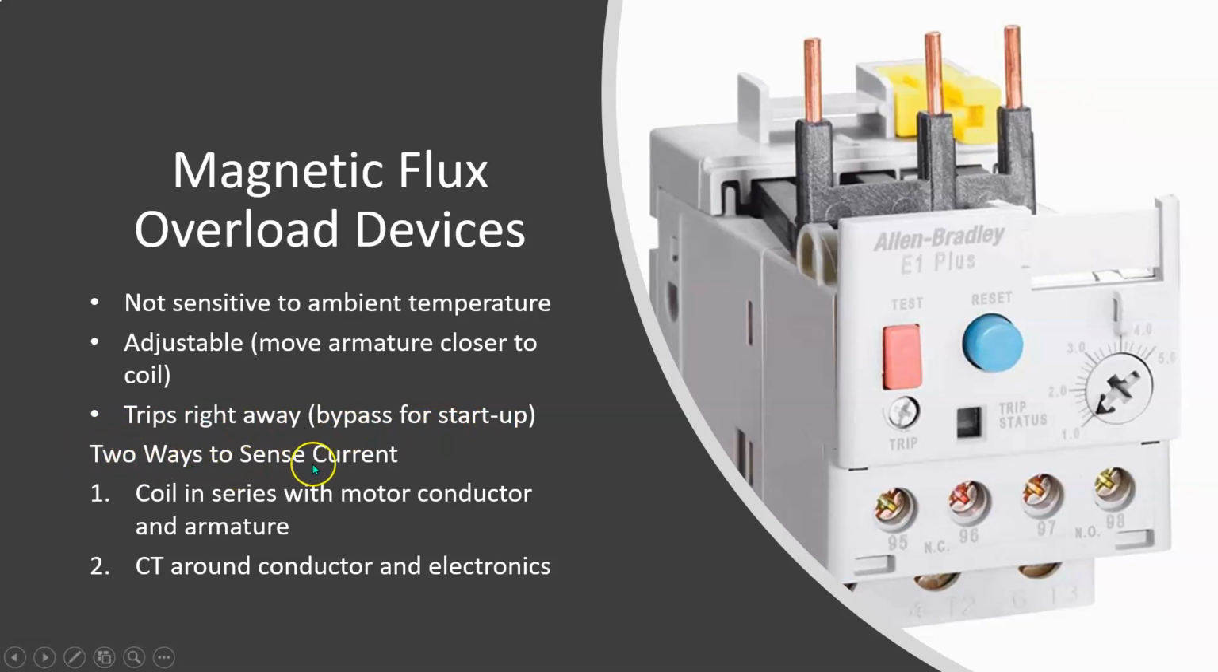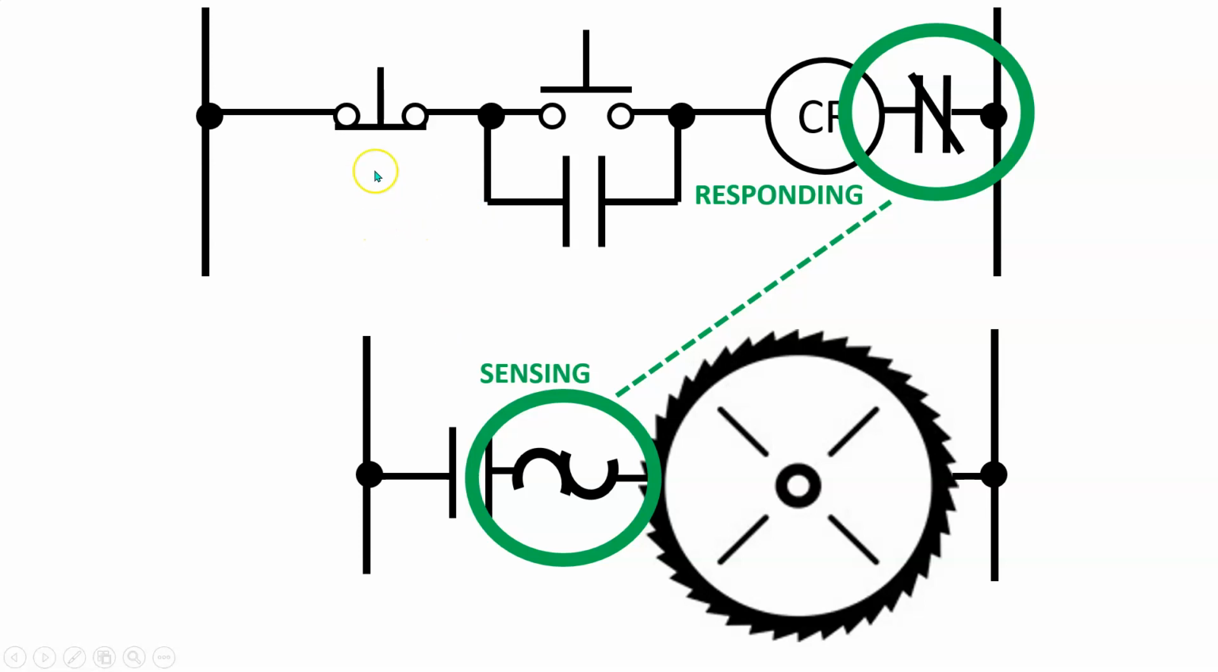And there are two ways to sense the current. The coil is in series with the motor conductor and armature, or there's a current transformer, which we'll talk about in a bit, around the conductors, and it's electronic based. These ones are more accurate because it's all done electronically, while the others are done mechanically. All right, so here is that setup again, based on your sensing device and the responding device, your overloads and the overload contacts.